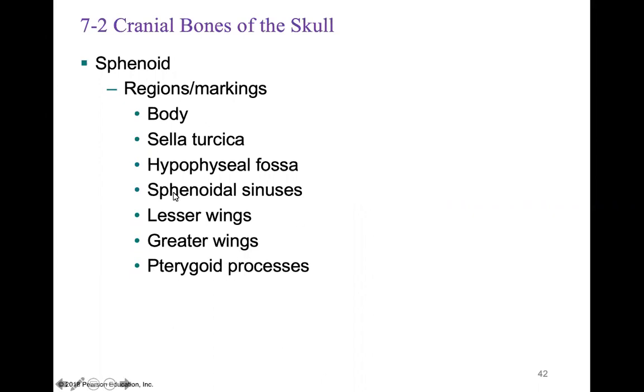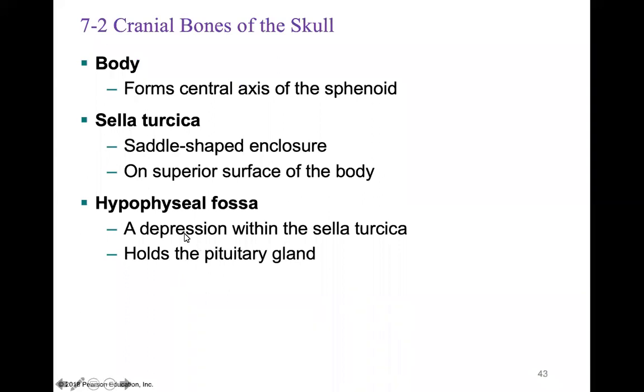Some important regions that I want to point out here are the sella turcica, the greater and lesser wings, and the pterygoid processes. The sella turcica, this is a saddle-shaped enclosure. It's located on the superior surface of the body of the sphenoid. And again, as I mentioned a little bit earlier, this is where we're going to house the pituitary gland, along with the hypophyseal fossa.